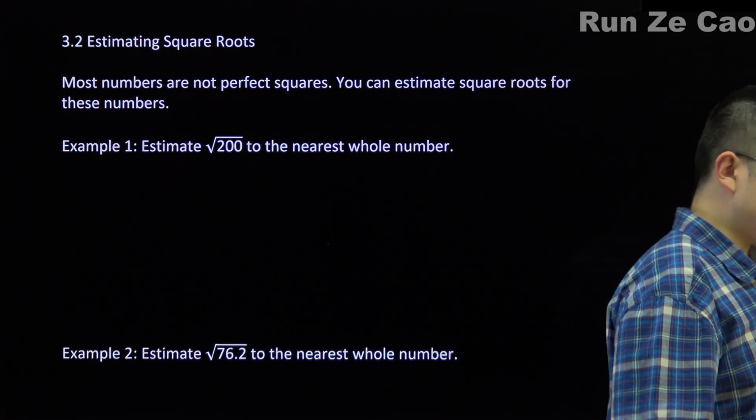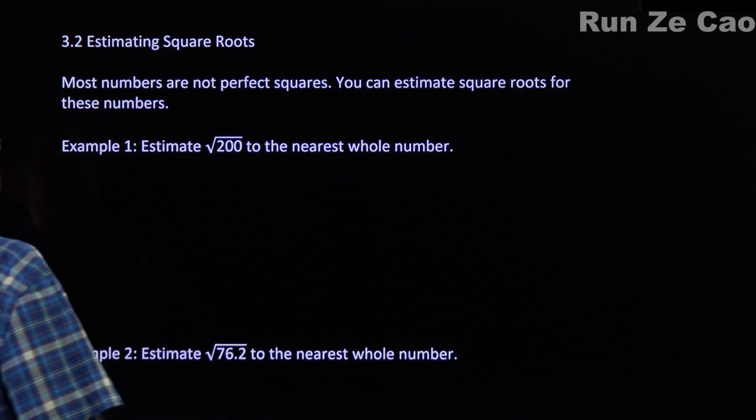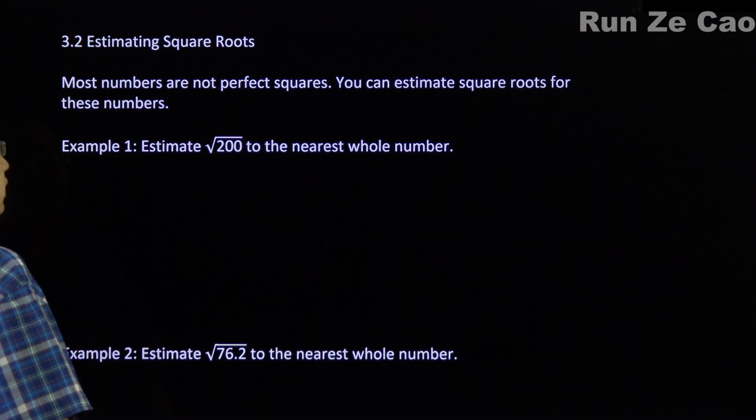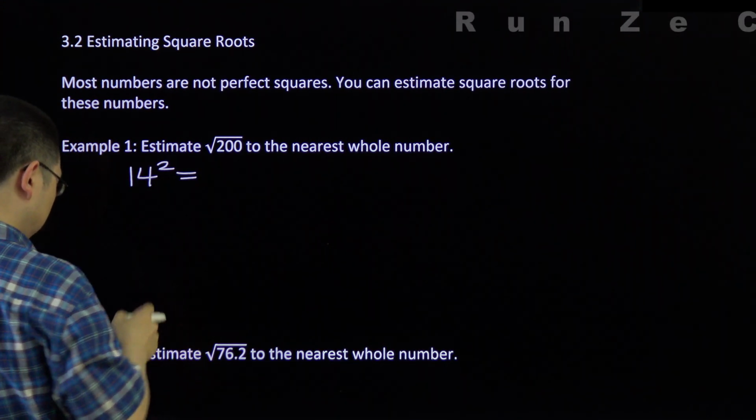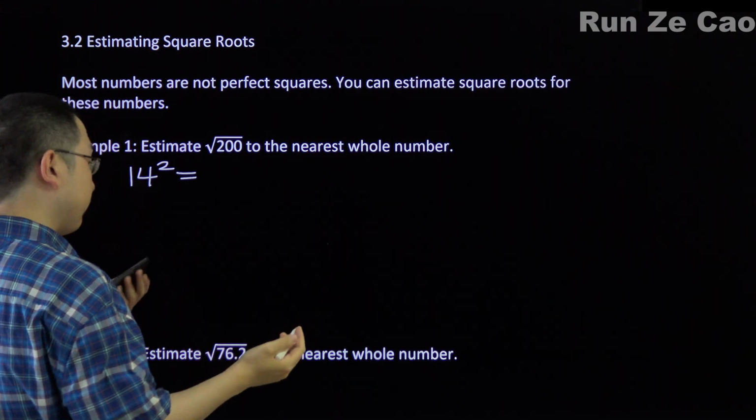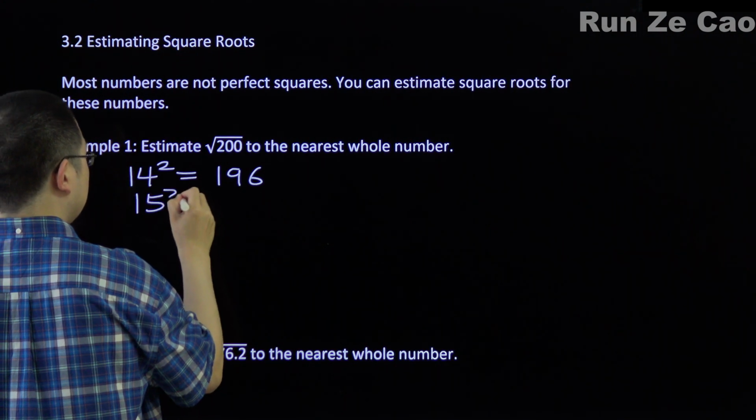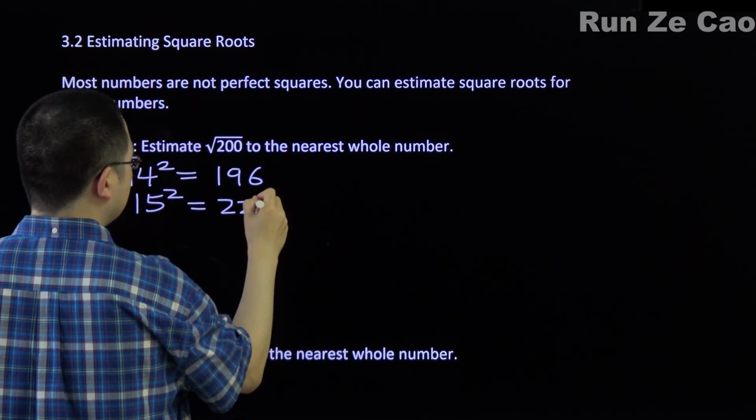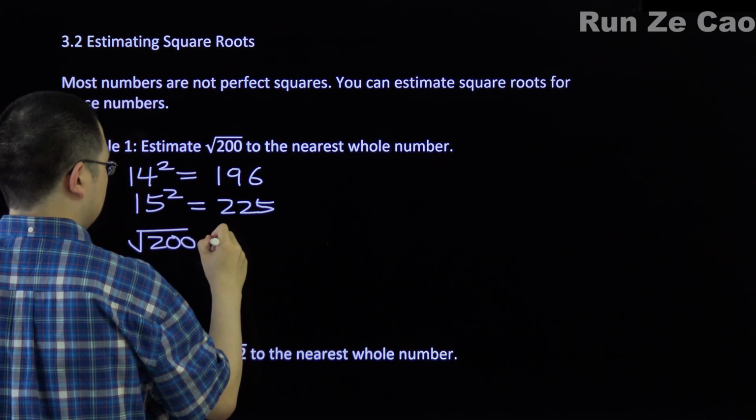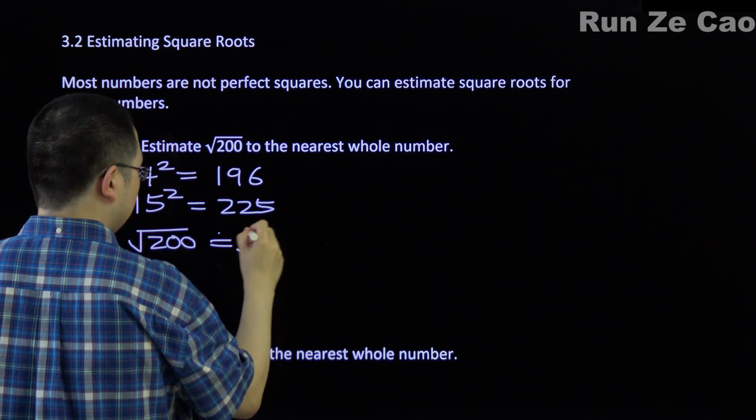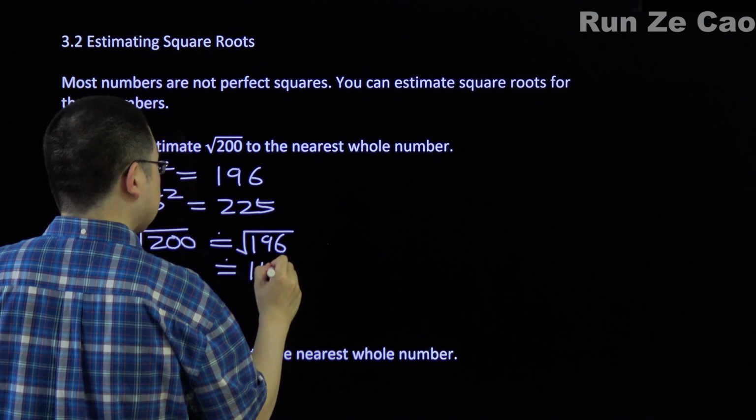The estimation of square roots. Most numbers are not perfect squares. You can estimate square roots for these numbers. For example, the square root of 200 to the nearest whole number. Well, we know that 14 squared is equal to, even if we didn't remember this, we can find this. It's 196. And 15 squared is equal to 225. So square root of 200 is close enough to the square root of 196. Therefore, it's approximately 14.